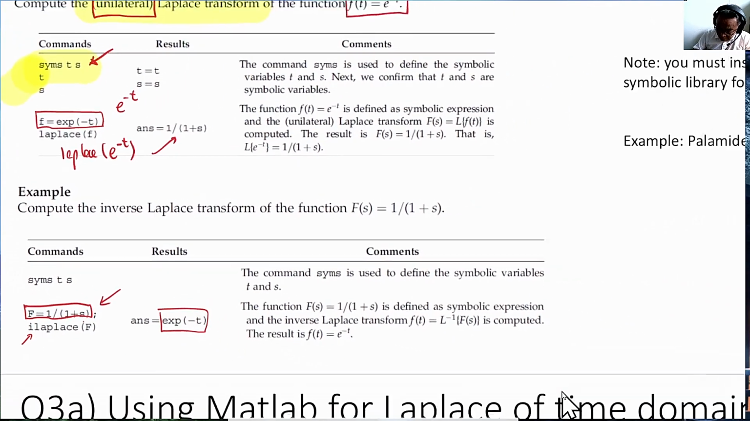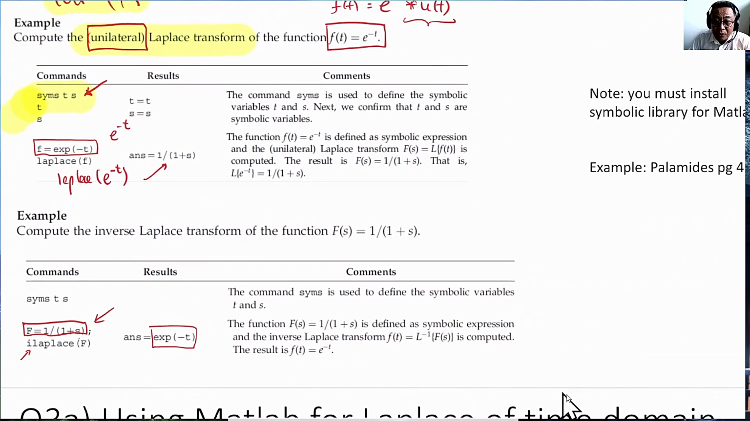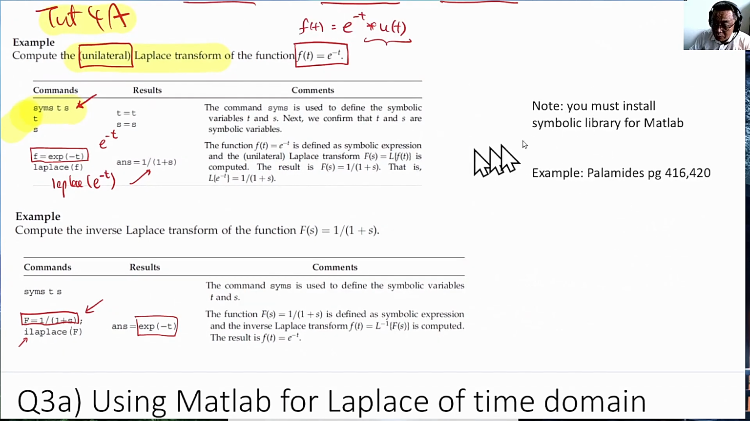So now you understand that it is very easy to use MATLAB to perform forward and inverse Laplace. All you need to remember is to declare the symbols t and s before we use them in the commands laplace and ilaplace. When you use MATLAB, you might not have the symbolic library. You must install that before you use syms.